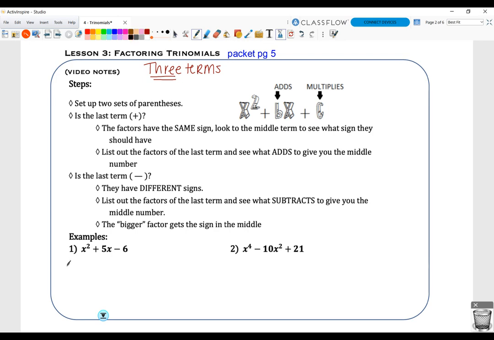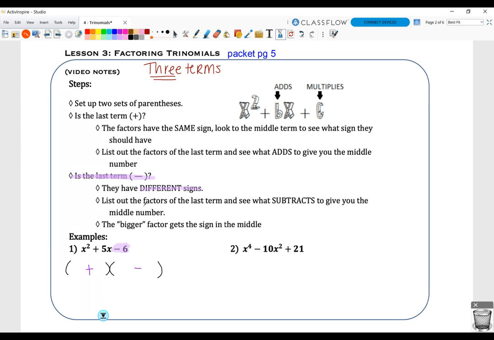So the first thing I'm going to do is I'm going to set up 2 parentheses. So here's my 2 parentheses. Next, I'm going to look at the last sign. So the last term. Is the last term positive or negative? Well, in this case, my last term is negative, so I'm dealing with this bullet point. If my last term is negative, they are going to have different signs, meaning one of the parentheses is going to get a positive and one of them is going to get a negative.